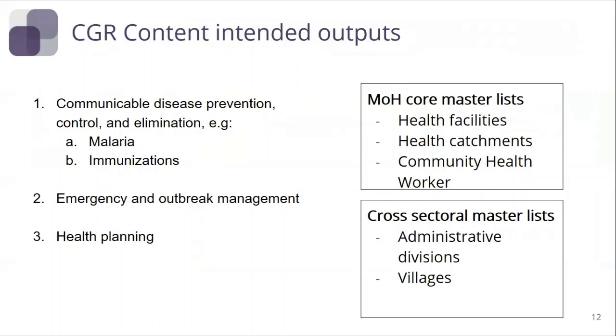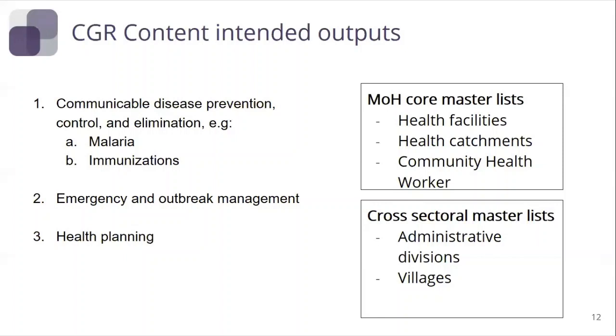As in any implementation, it's important to start simple with those geo-objects and use cases that will allow you to show the highest impact to keep increasing the CGR content, right? So first of all, you want to make sure that you have MOH buy-in, you have some kind of sectoral buy-in, but you might not get 20 different departments collaborating at first, right? You might have to start with a smaller implementation, maybe focusing on a few core master lists, and show the value of having that coordination mechanism.